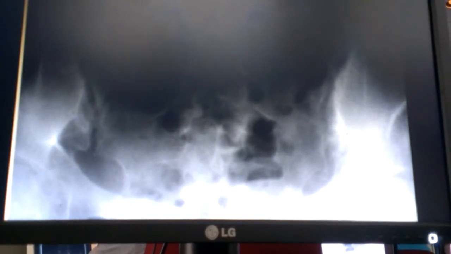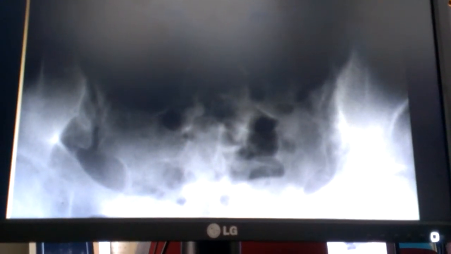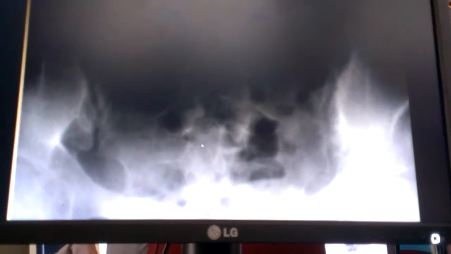Because the articular surface, right, the hyaline cartilage is thinner. So it breaks down easier, or is worn through. So fairly wide SI joints.